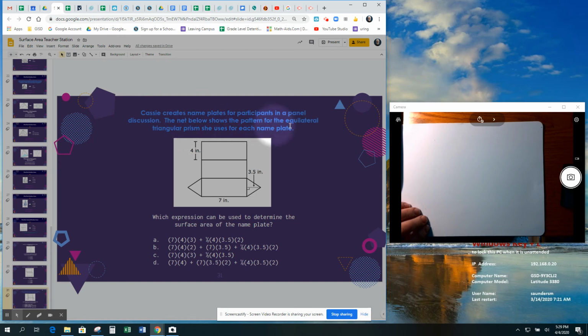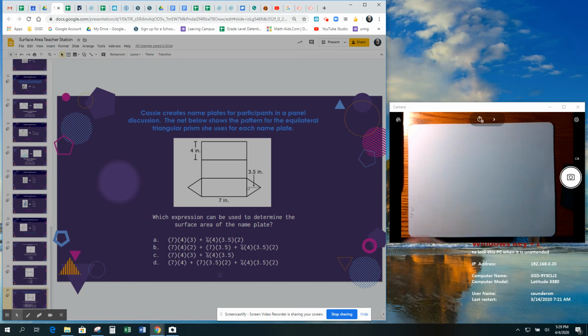The net below shows the pattern for the equilateral triangular prism she uses for each nameplate. Which expression can be used to determine the surface area of the nameplate? Okay, well, let's just independently write it down. It looks like we don't need to know an answer. We need to know what the calculation would be.